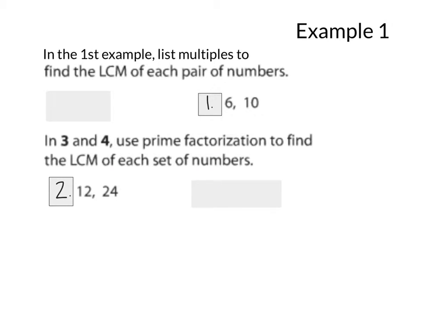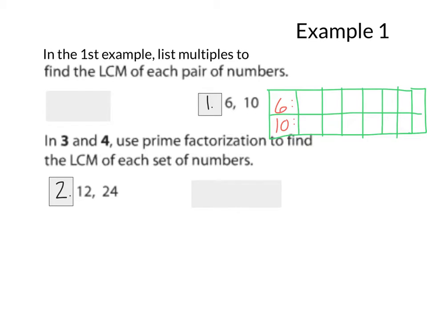So here's example 1. In the first example, list multiples. We're going to make a list of multiples of 6 and 8. We're going to find the least common multiple by making a list. So when I make a list, I like to not do more work than I need to. I know that each box I'm going to multiply by a higher number. So I have 6. 6 times 2 is 12.